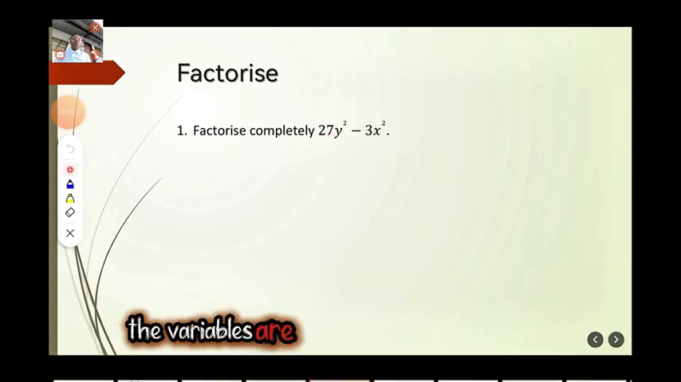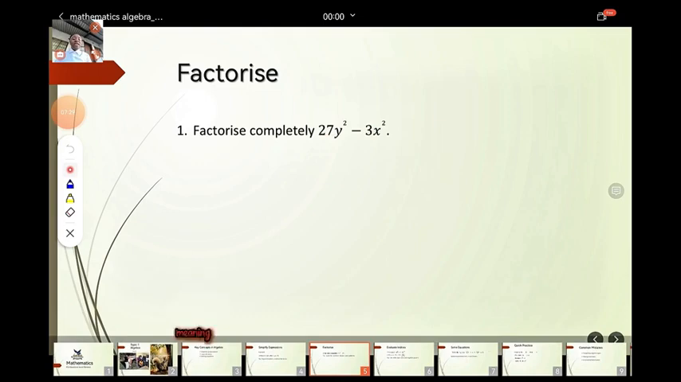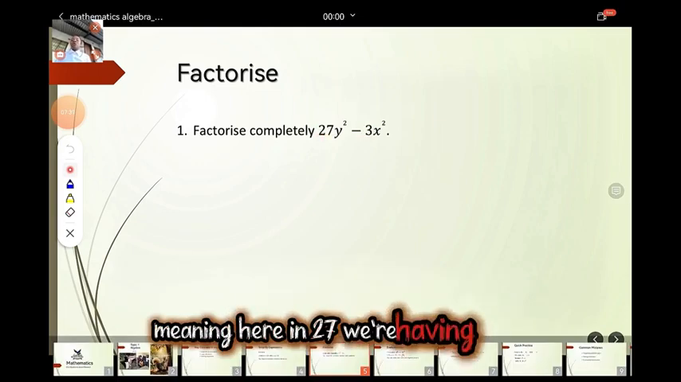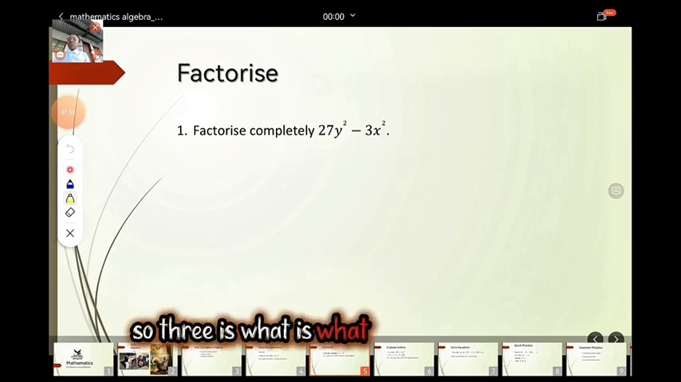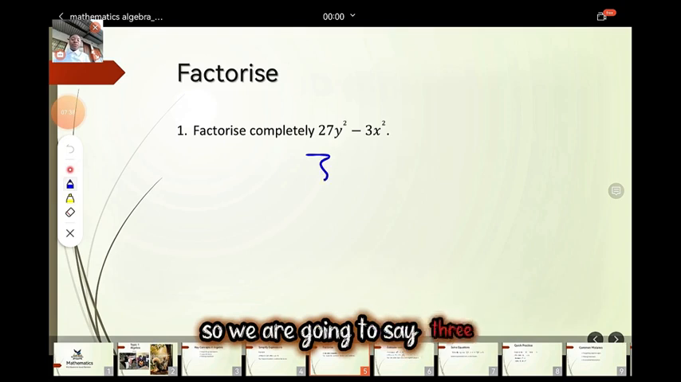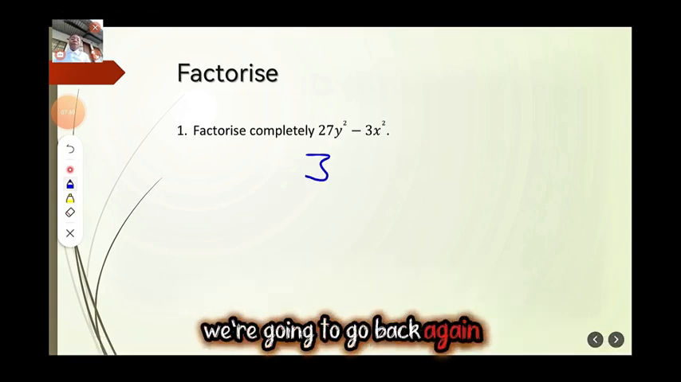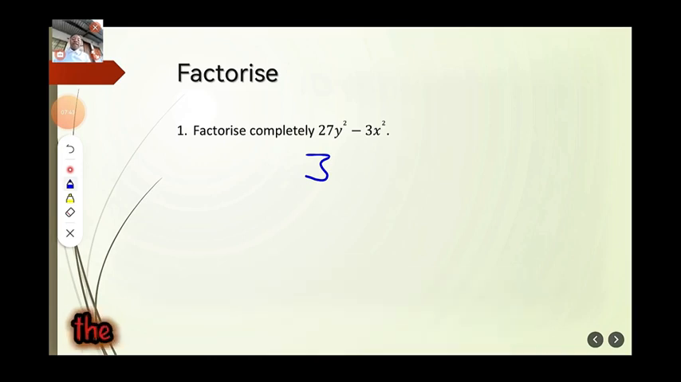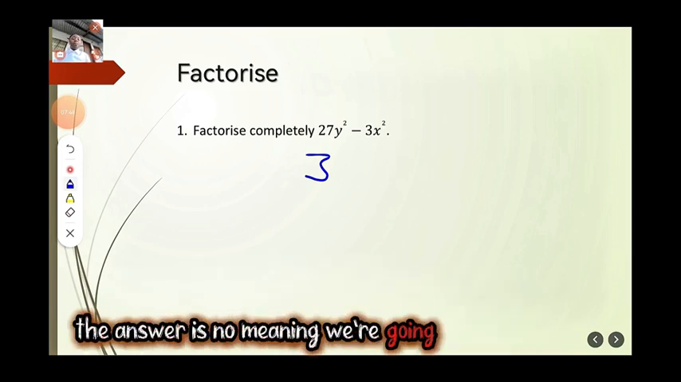The variables are not the same. Meaning here in 27 we're having 3. So 3 is what is common. So we are going to say 3. We're going to go back again. Are we having anything else common? The answer is no. Meaning we're going to open brackets.